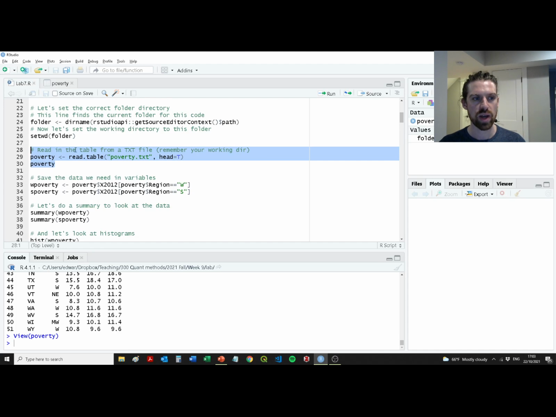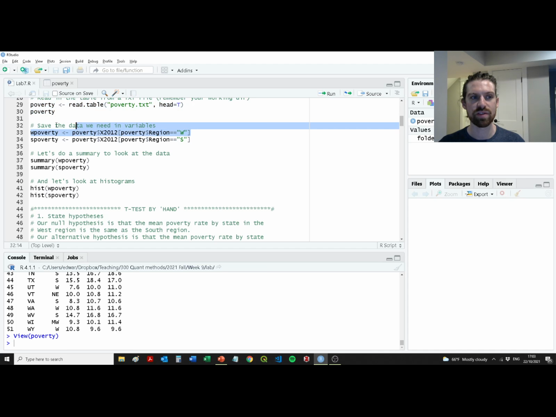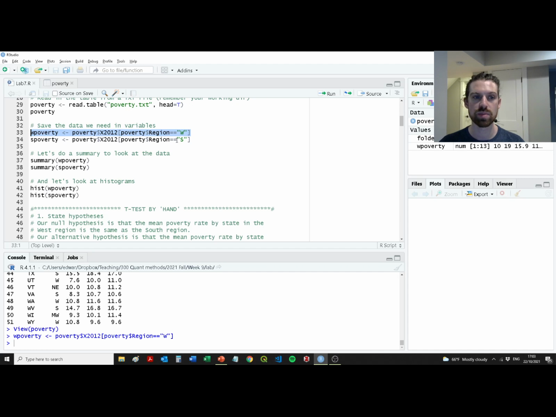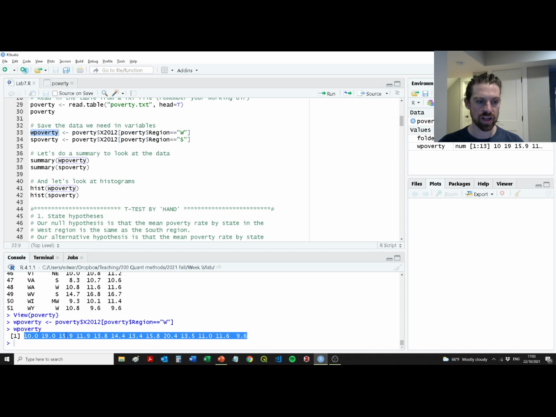Now what we're going to do is create a vector from those entries which are in the western region. So what this is saying is, for my data frame poverty, access the 2012 column, and subset those regions which equal W, so the western regions. Okay, so this produces a vector of values specifically for the western part of the United States for those poverty rates, okay, so from 10, 19, 15, 11, etc.